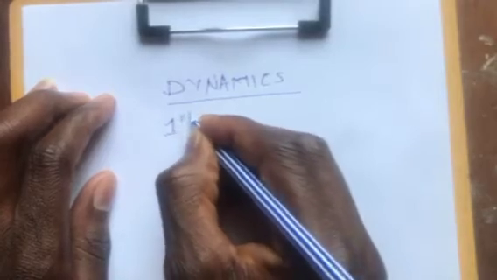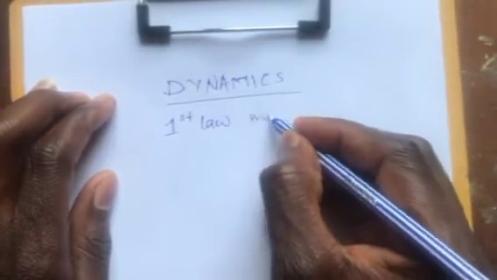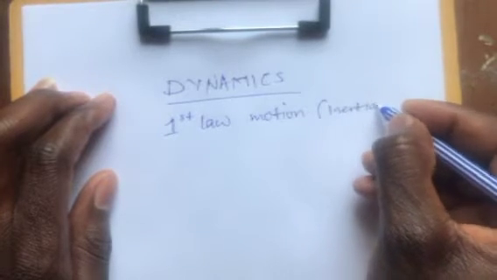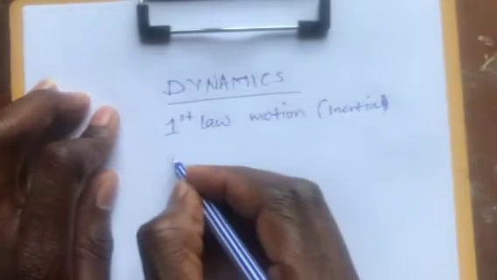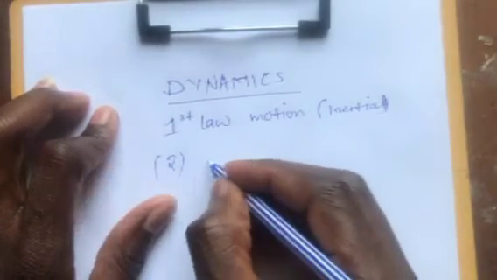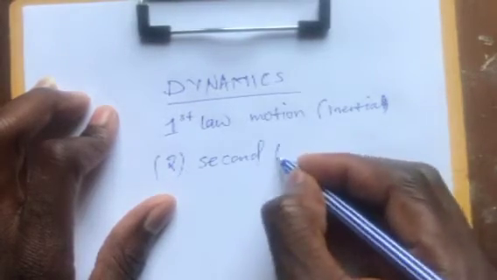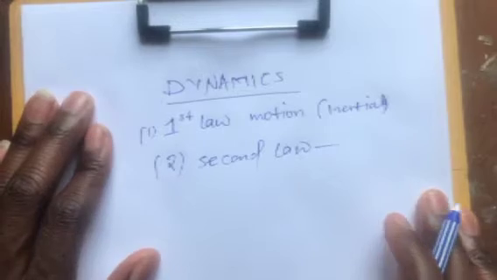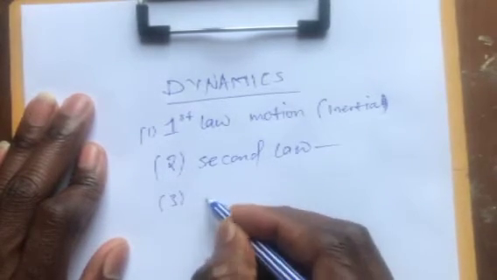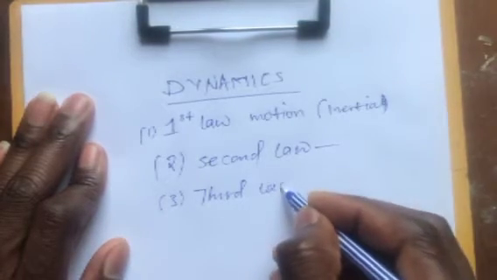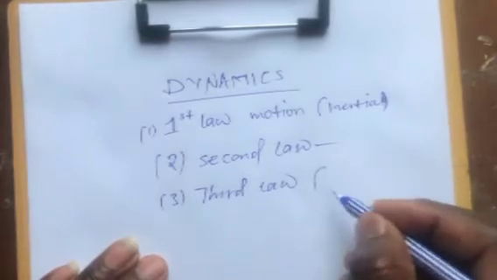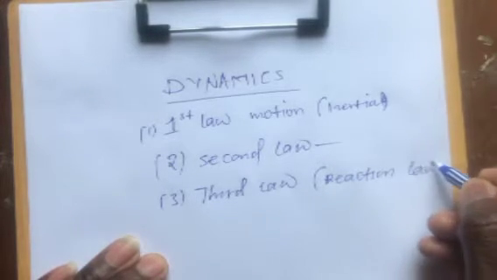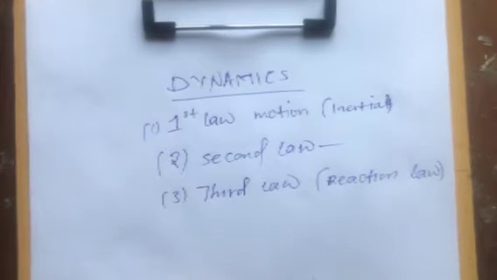We have the first law, which we call the first law of motion. In other words, they say the law of inertia. That is another name for the first law. The second law, in other ways, you can say is the law of proportionality. Then we also have the third law of motion. They call it the law of reactions, or reaction law. These are the things that we are going to focus on in this video.